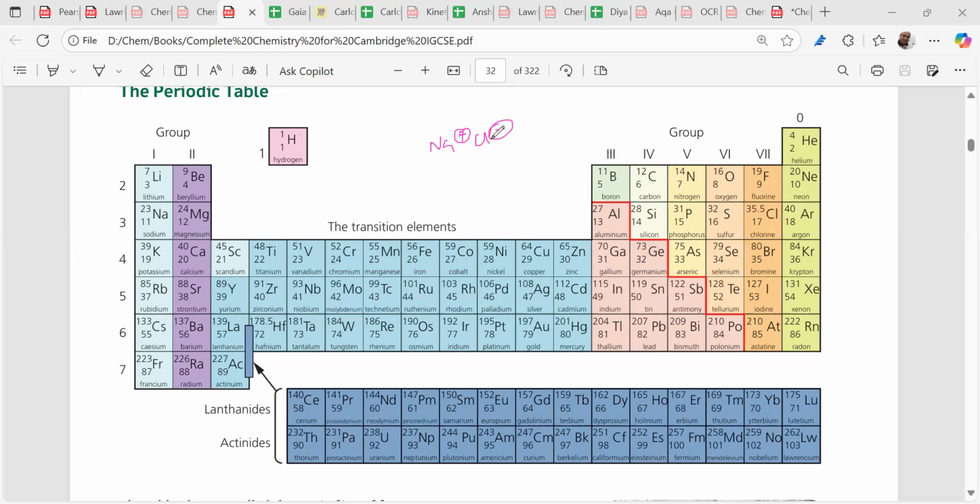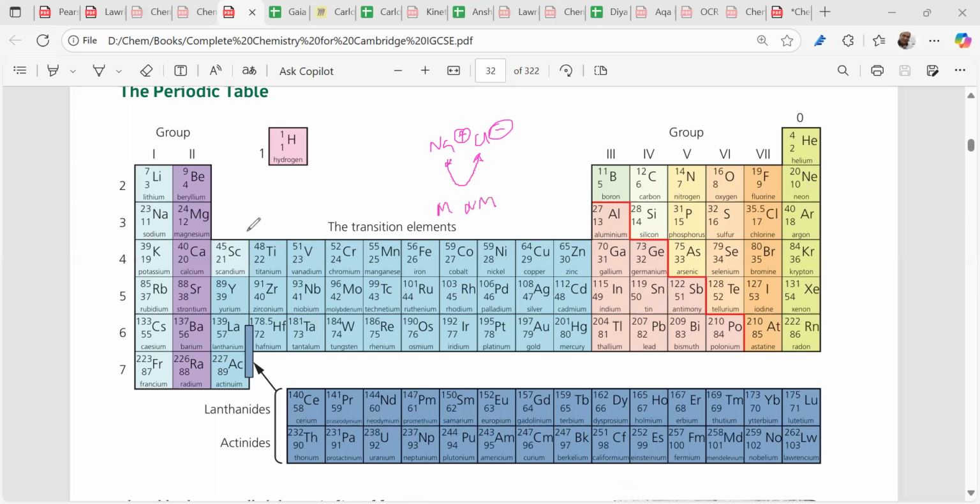Now, when we see an ionic compound, right? In an ionic compound, we are seeing that there will be electrostatic attraction between the positive ion and the negative ion. And it is a bond between a metal and a non-metal.